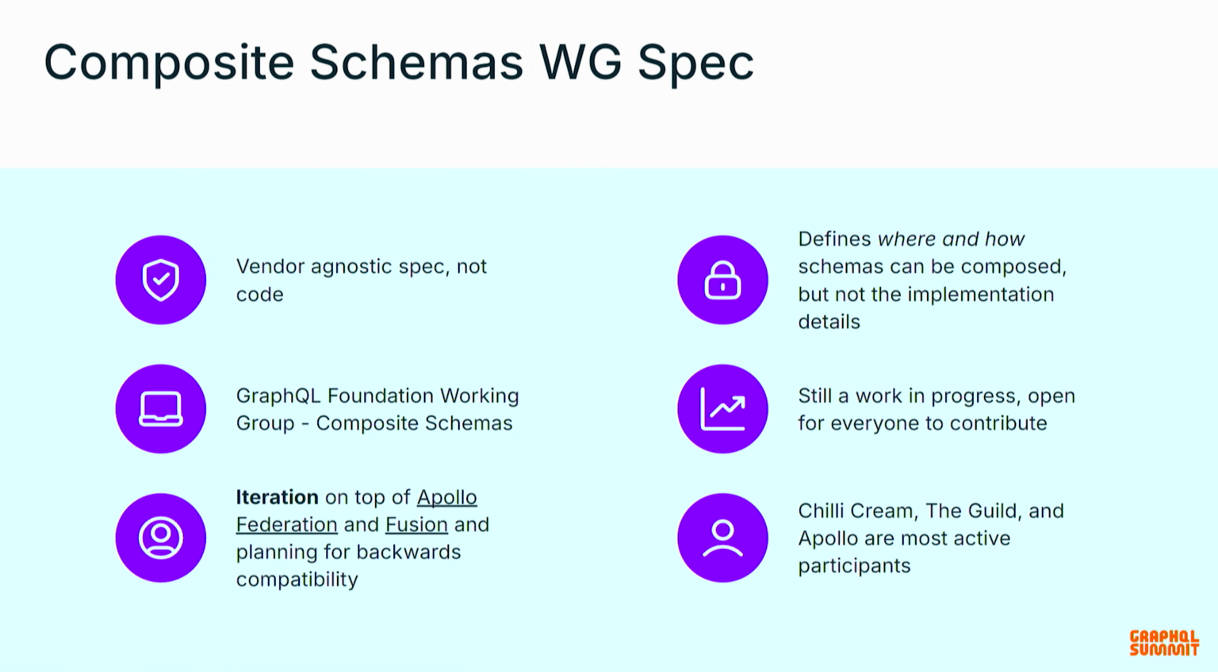But what is the goal of this spec, right? The goal is to, again, create something vendor agnostic. It's not something that is going to be code specific for just Apollo or just Chili Cream or just the Guild or any other vendor that's there, right? We want a specification that all the vendors can adhere to when they implement their federation gateways or libraries or whatever we build.